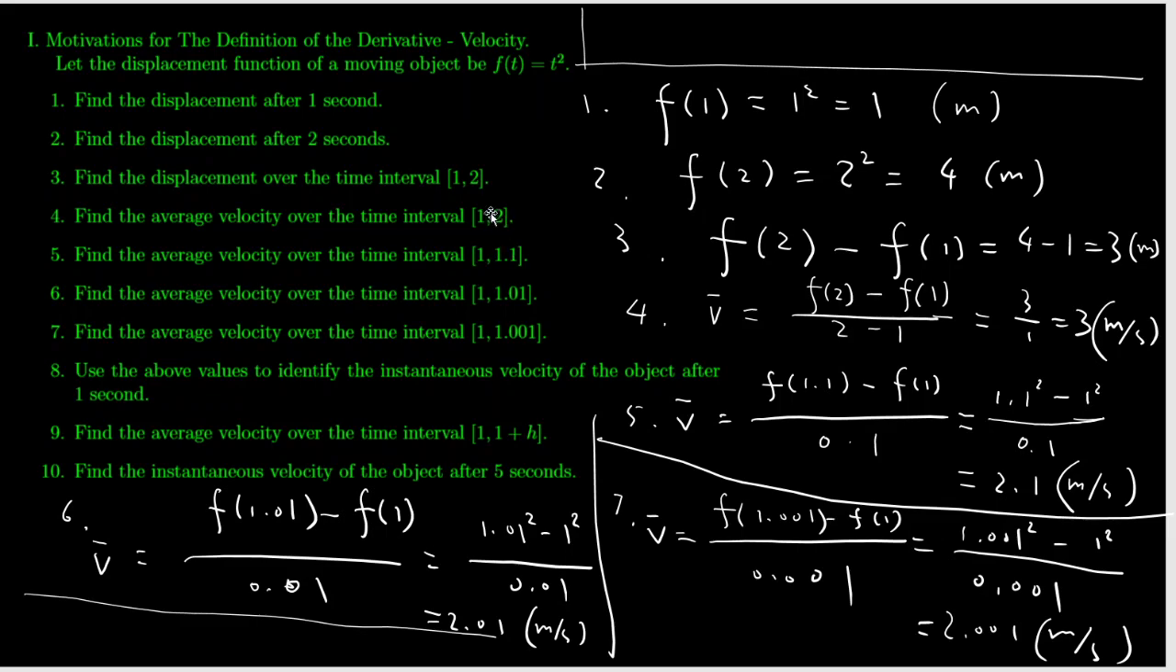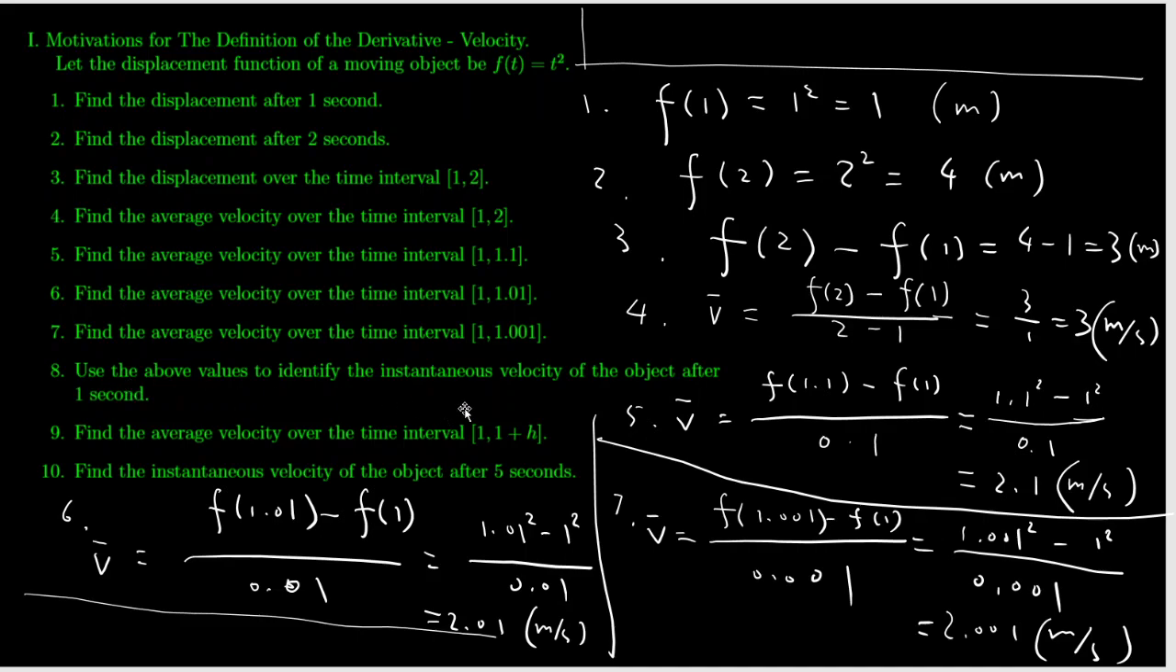You see the time interval always starts from 1 second to some other seconds as the time interval gets shorter and shorter, very, very close to 1 second. Sorry, eventually the time interval is very short, but the starting point is 1 second. That's what I meant. Now look at question number 8. Use the above to guess. Now we only identify or guess the instantaneous velocity. Very shortly we are going to officially compute the average velocity.